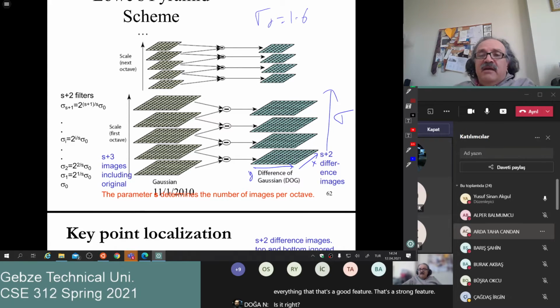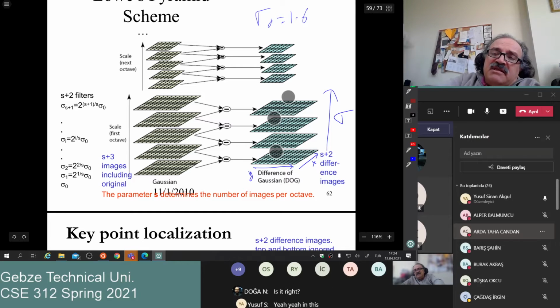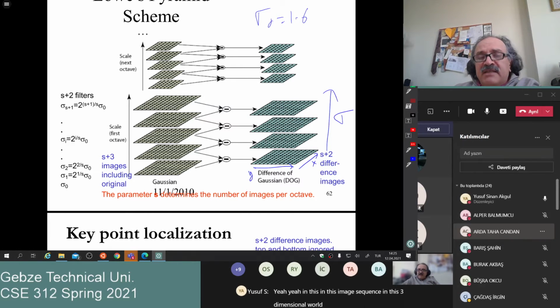Yeah. In this image sequence, in this three-dimensional world, if we find some features that are different from their neighbors, at x, y and sigma dimensions, then we are going to mark them as very good points. They are very different from their neighbors in terms of scale, x and y.